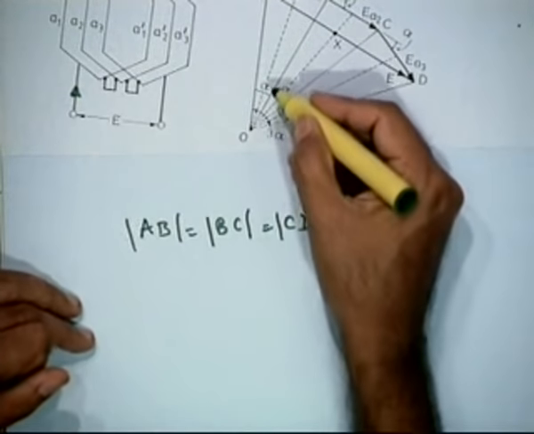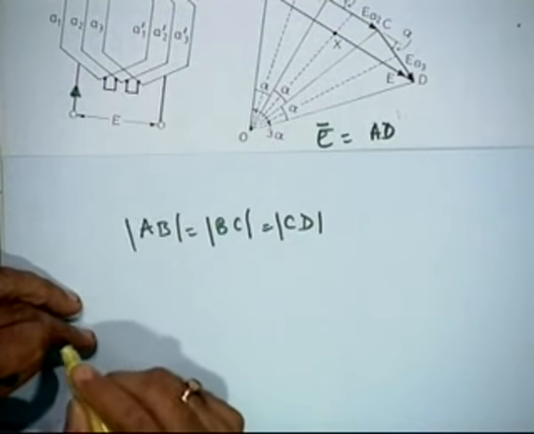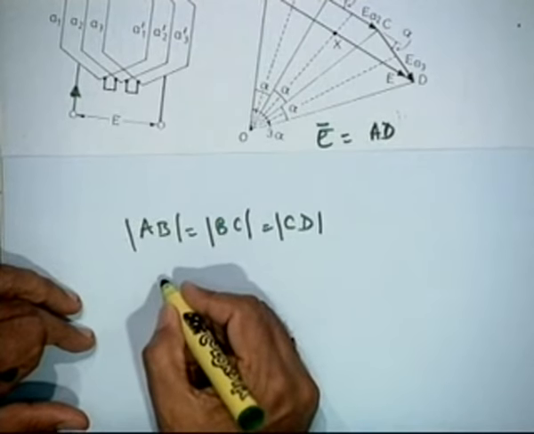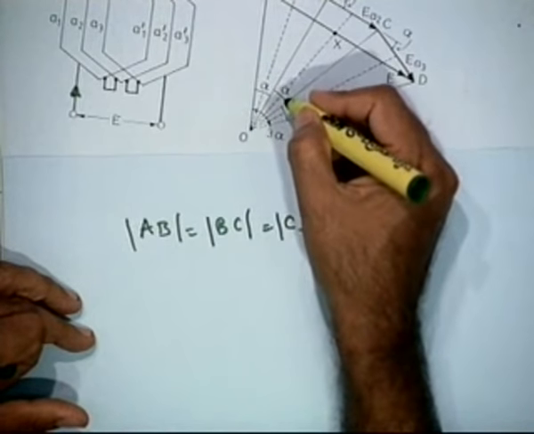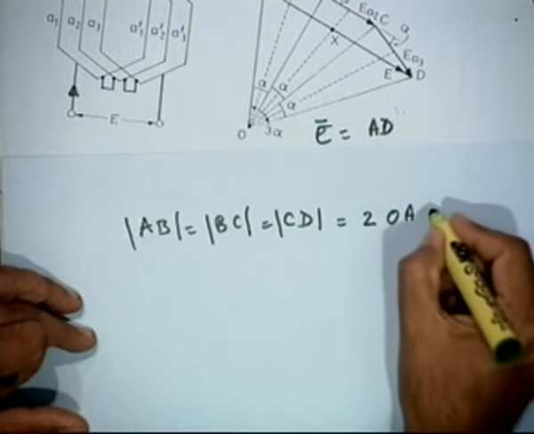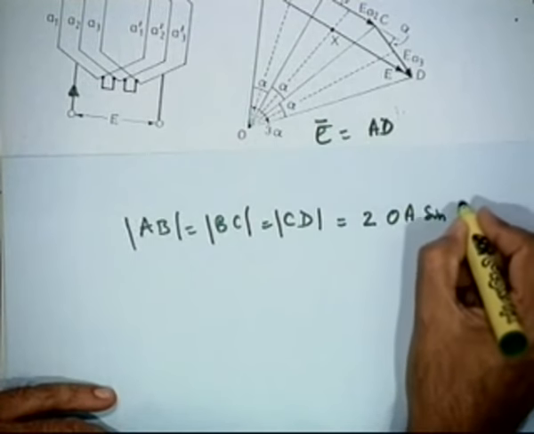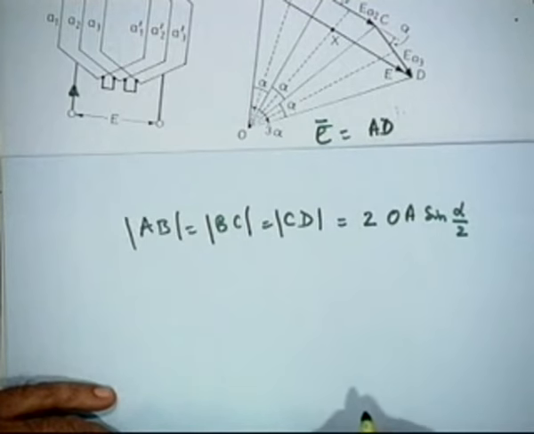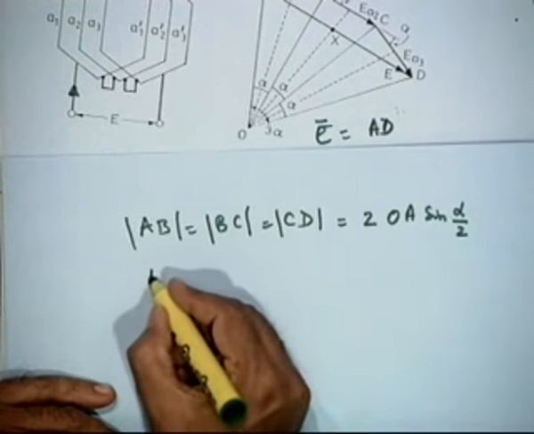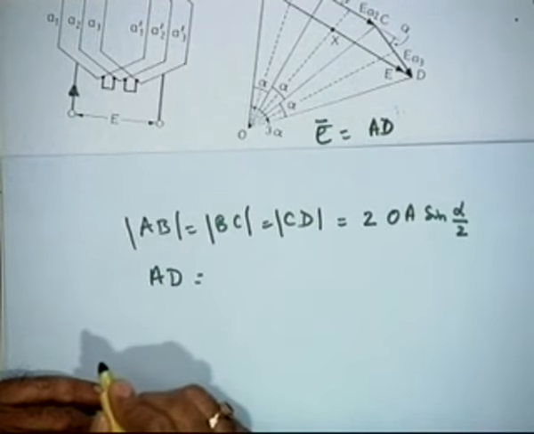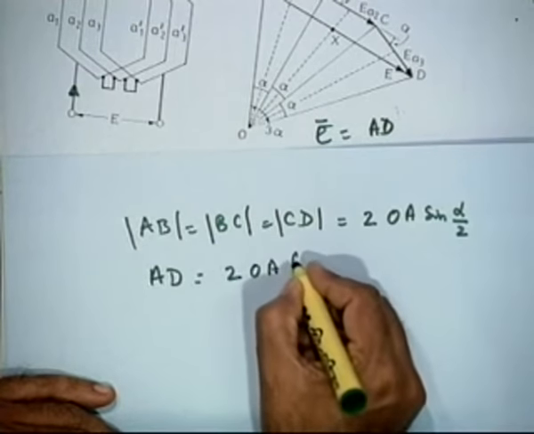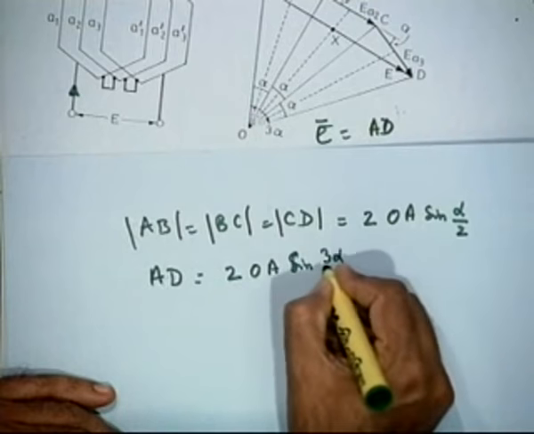what will be the magnitude? If this angle is alpha, please tell what is the magnitude? It is twice sin alpha by 2. Therefore, this is equal to twice OA sin alpha by 2. And what is AD? Twice OA sin 3 alpha by 2.